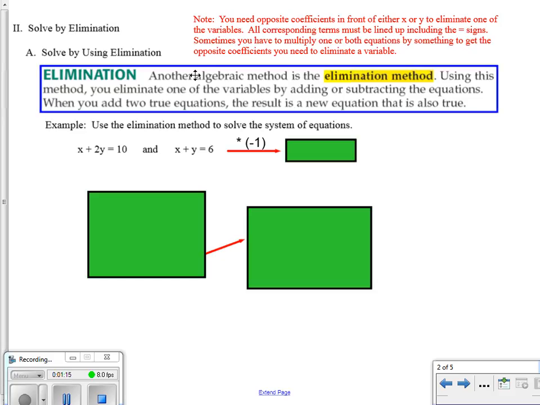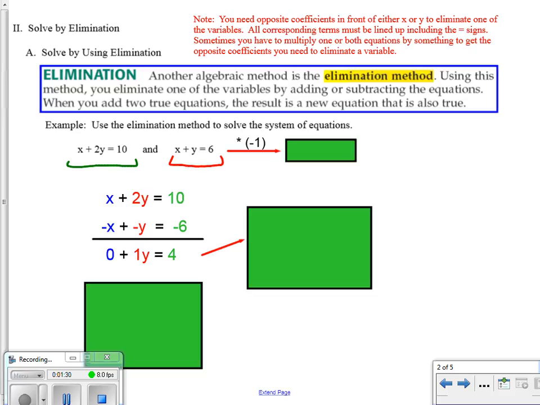So let's look at our first example here. If we have our two equations, x plus 2y equals 10 and x plus y equals 6. Now, I can line them up right away and just do a subtraction problem. And I'll show you what that looks like.